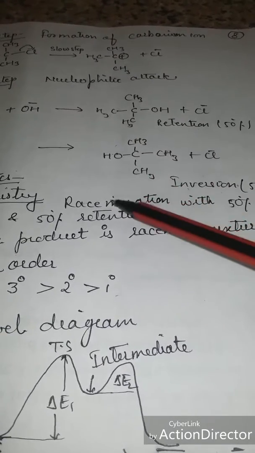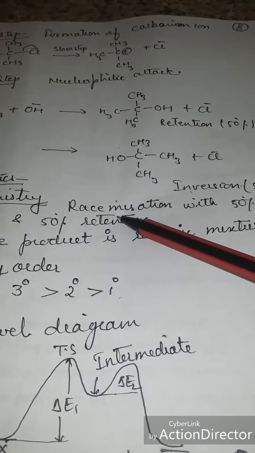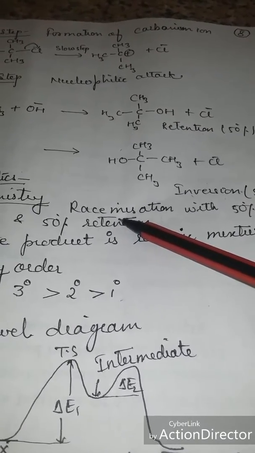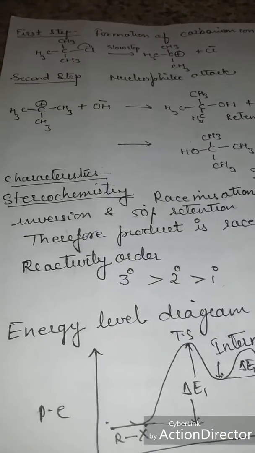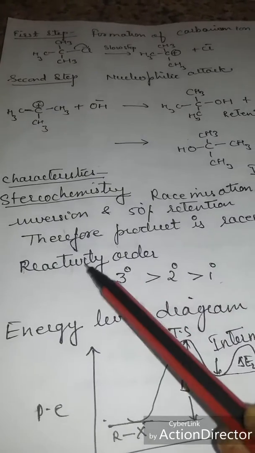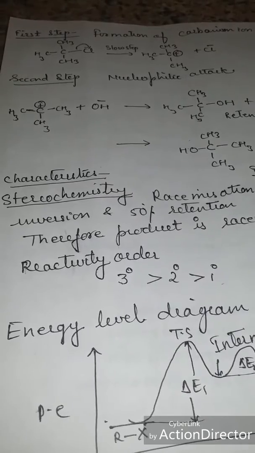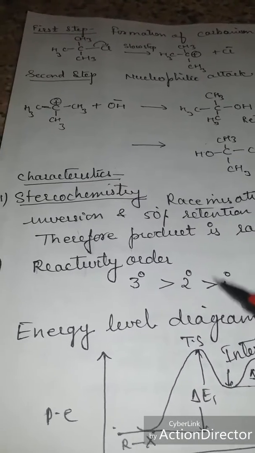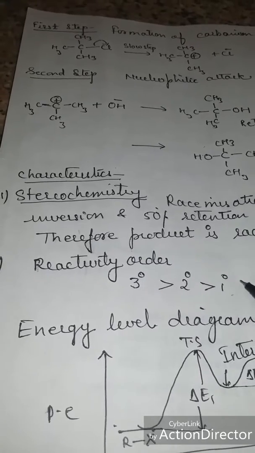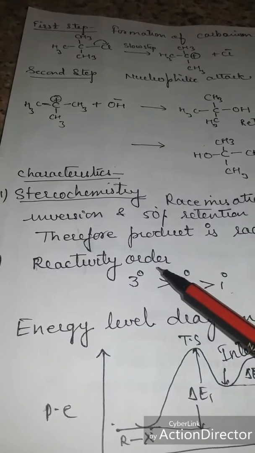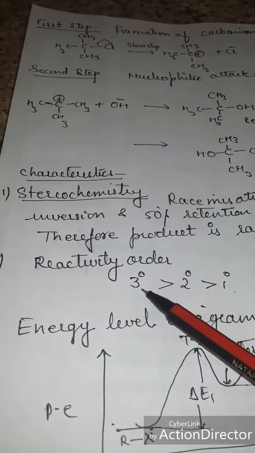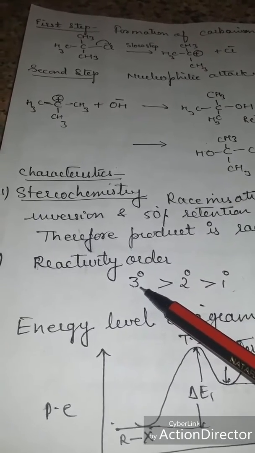So when we talk about the stereochemistry of SN1, there will be racemization with 50% retention, 50% inversion. So it will be a racemic mixture. When we talk about the reactivity, tertiary will be more reactive as compared to the secondary, and that will be more reactive as compared to the primary, because more the stability, more rapidly is the carbocation formed. So tertiary carbocation is more stable, so faster will be the reaction.